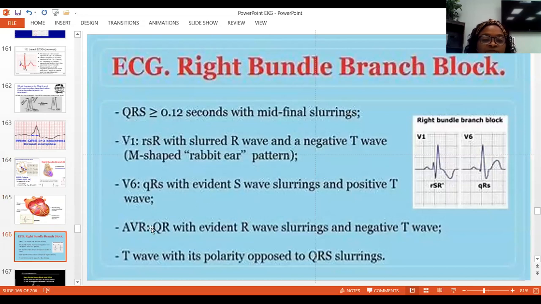For the ECG of a right bundle branch block, the QRS is going to be greater than or equal to 0.12 seconds with a slurred S wave. V1 has the RSR' pattern with a slurred R wave and a negative T wave, M-shaped like a rabbit ear pattern.